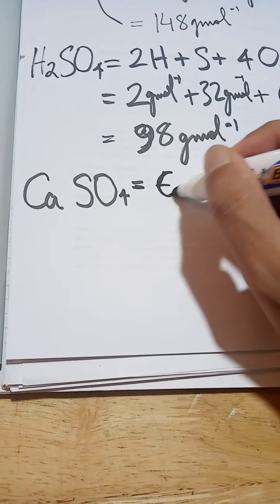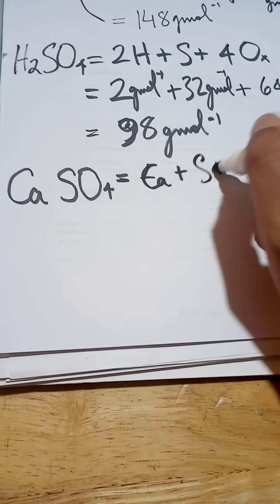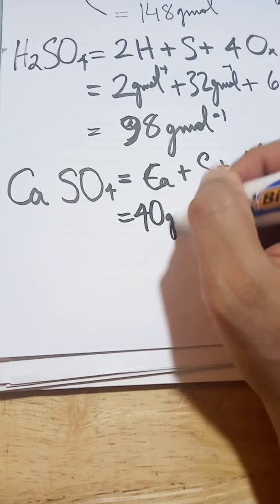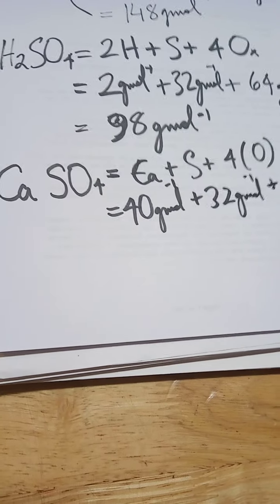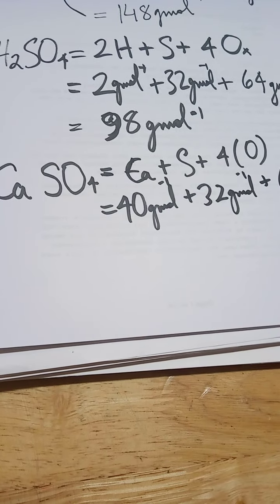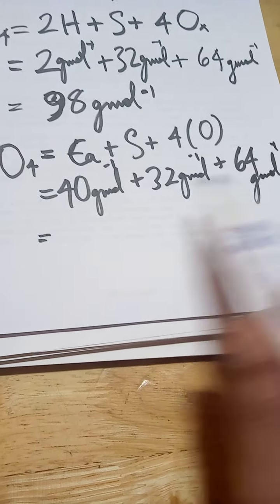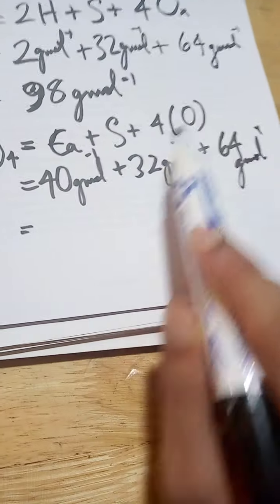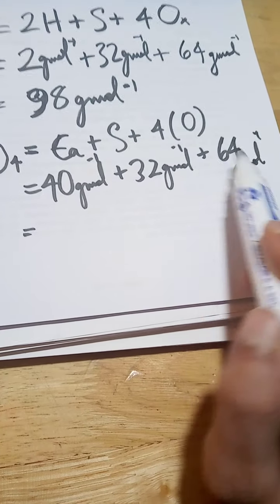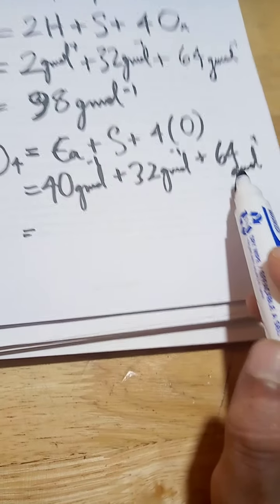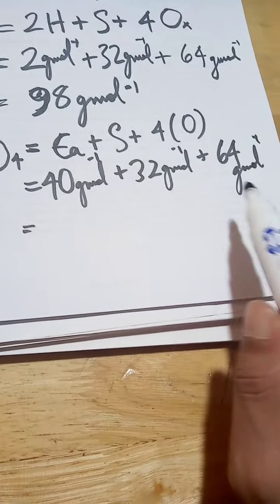Calcium is 1, and we have 1 sulfur, and we have 4 oxygen. So that will be 40 grams per mole, 32 grams per mole, plus 64 grams. We have to mention grams per mole each time, because some of them are grams per mole, whilst this one isn't. It's not grams per mole, but I'm having to mention it to maintain dimensional homogeneity.